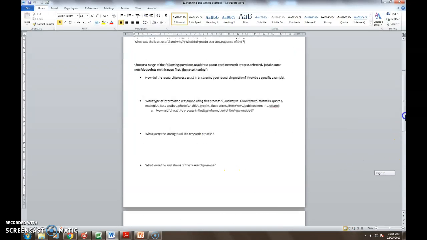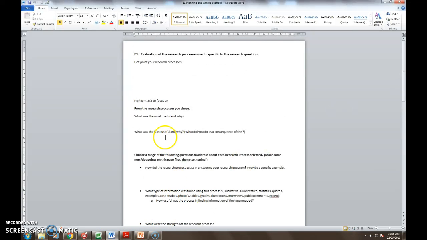And I hope that that is somewhat helpful. This document here is a planning and writing scaffold for E1, and you'll find that on the public drive in the evaluations folder. Okay?